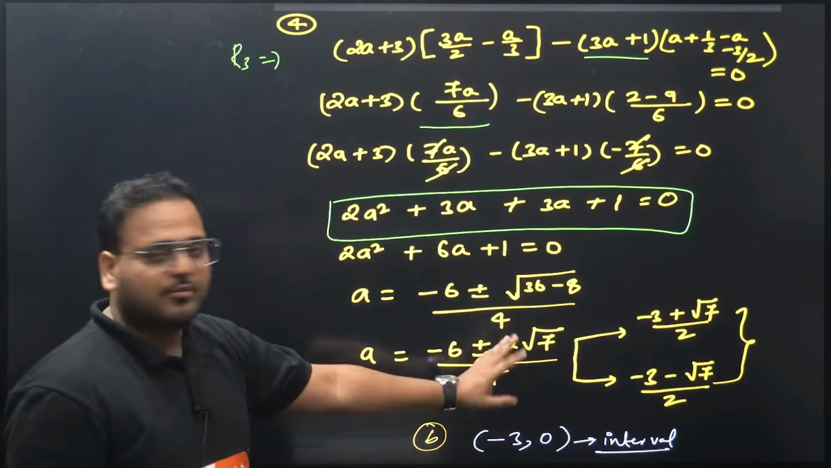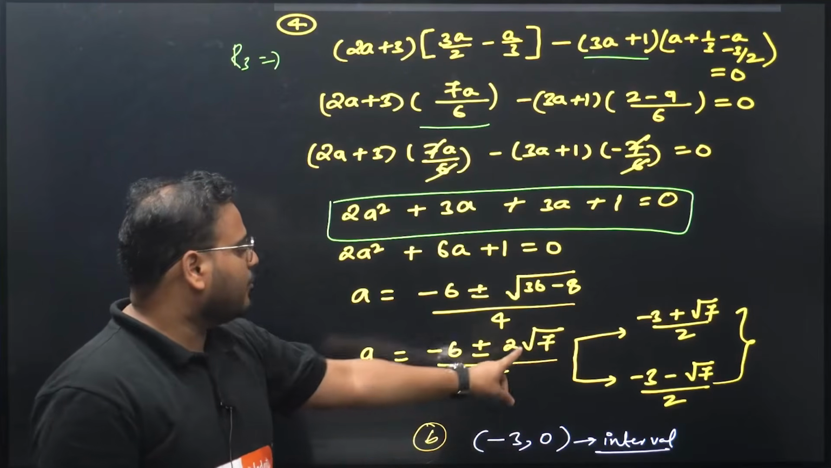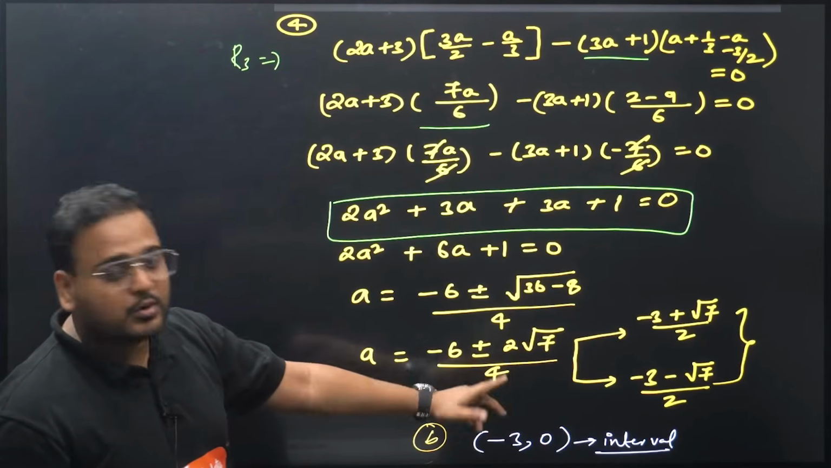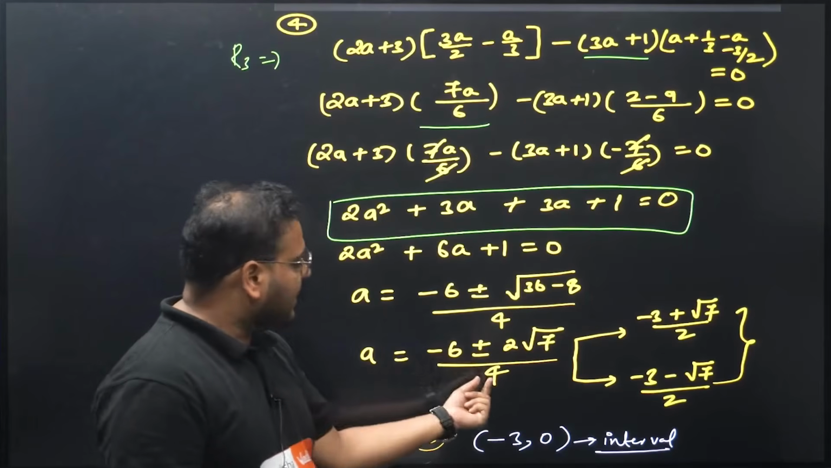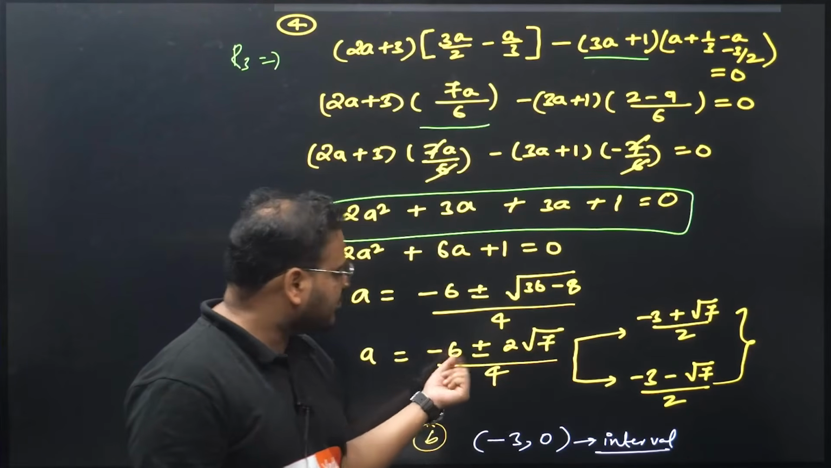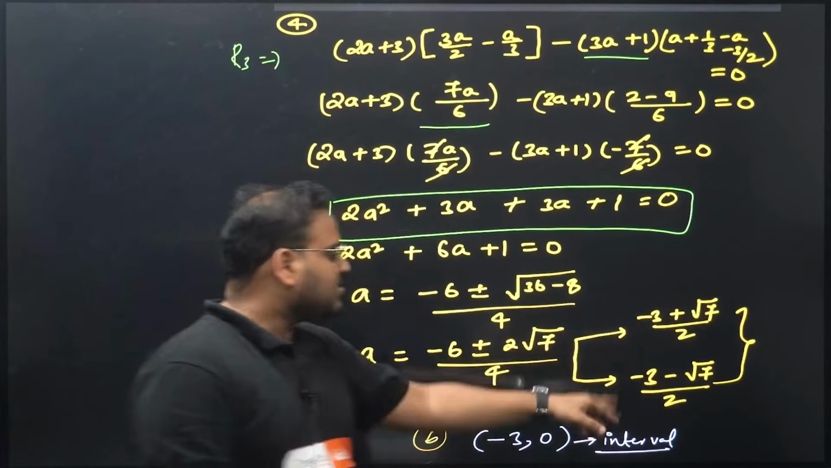So 28 means 4 into 7. 4 will come out of the root as a 2 value. Divide that with the value of 2, and you get minus 3 plus root 7 by 2, and minus 3 minus root 7 by 2.